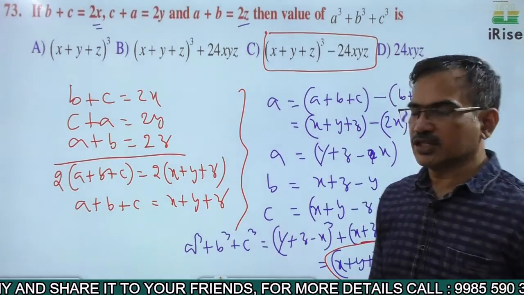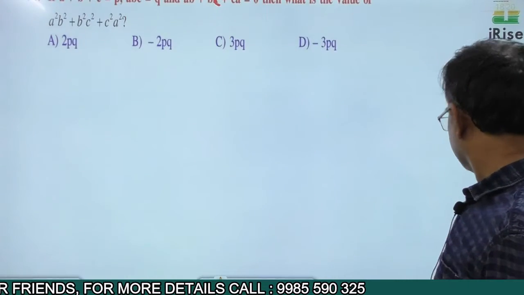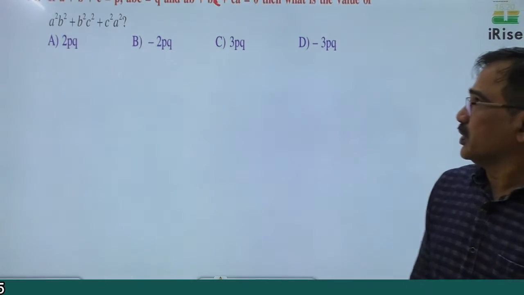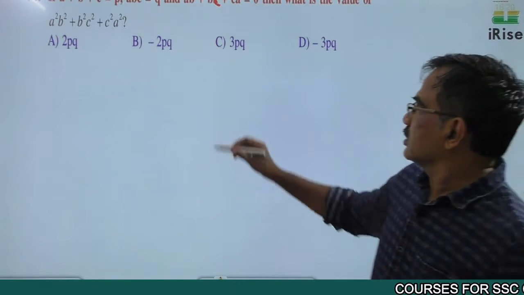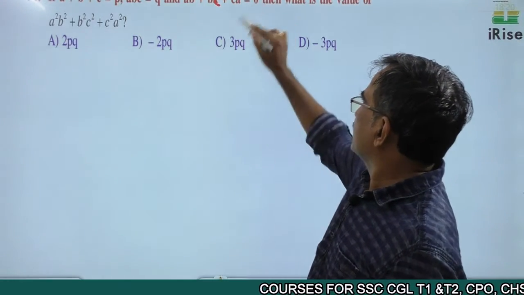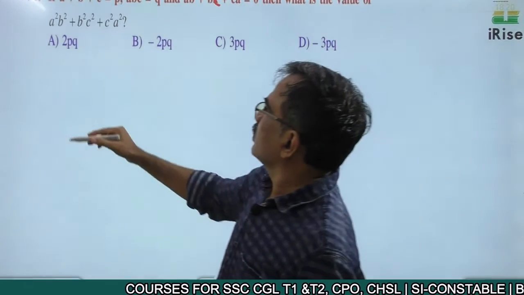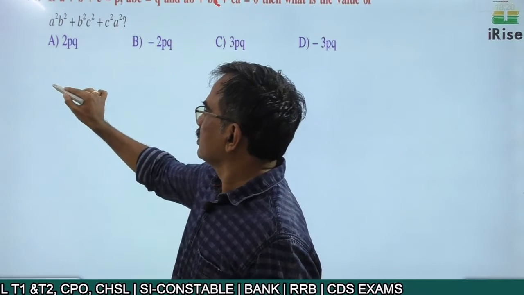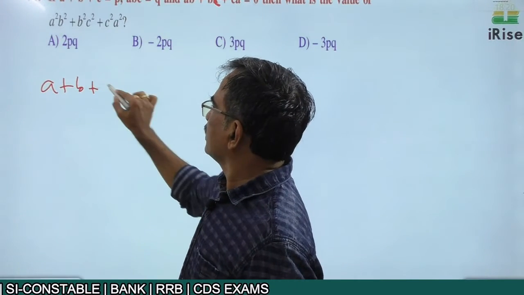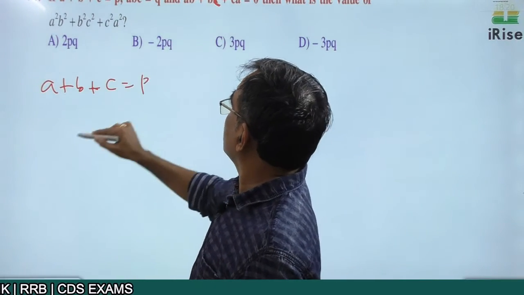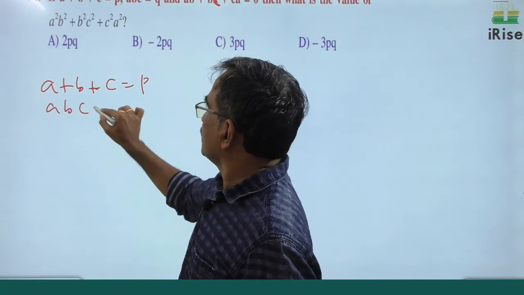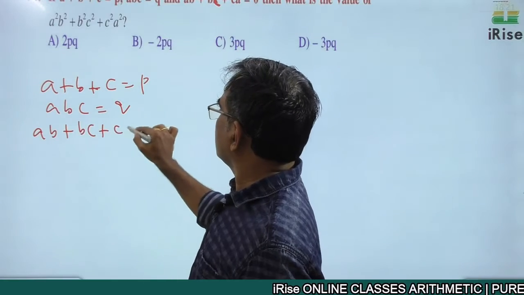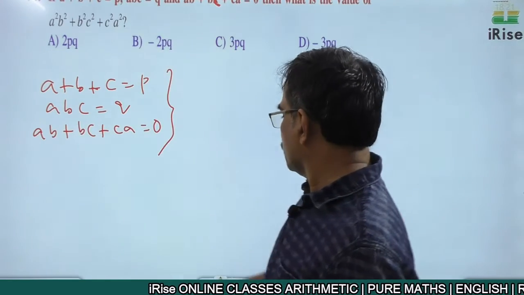Okay, next one. If a plus b plus c is p, abc is q, and ab plus bc plus ca is 0, then what is a square b square plus b square c square plus c square a square? Here a plus b plus c is given as p, abc is given as q, ab plus bc plus ca is equal to 0. These are the conditions given.